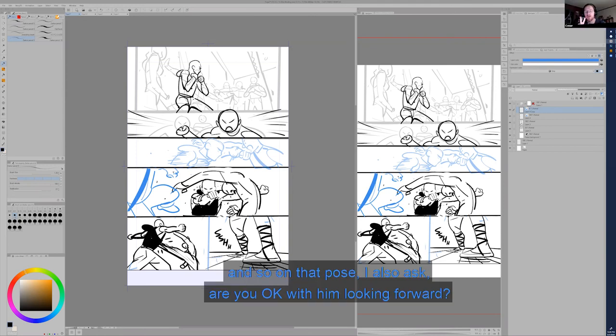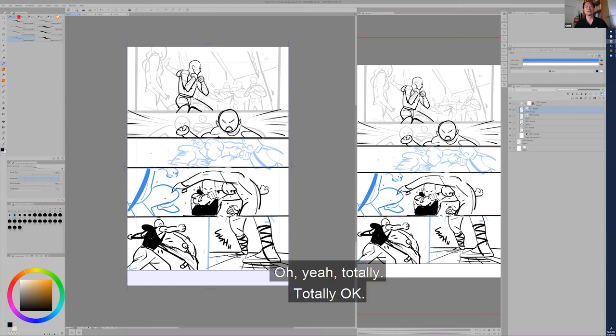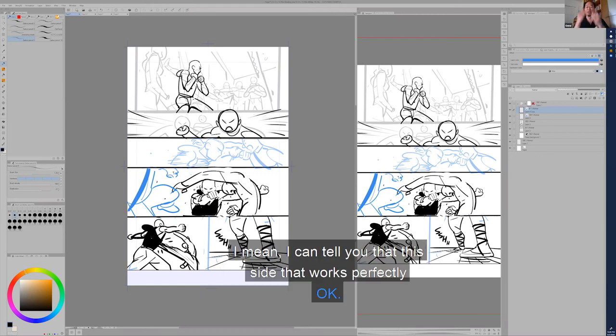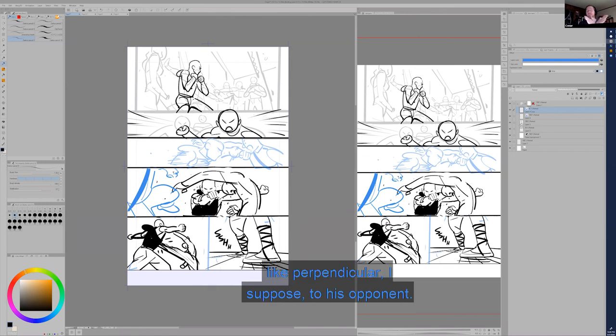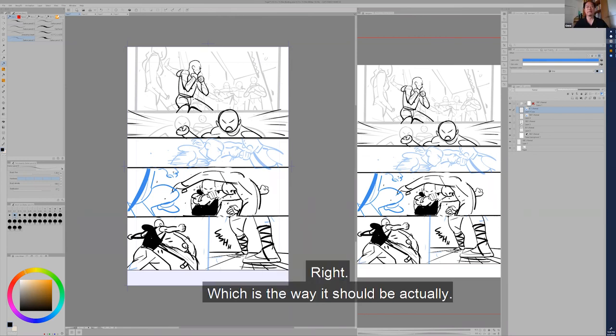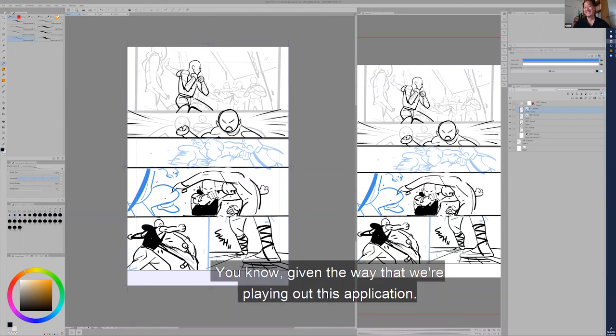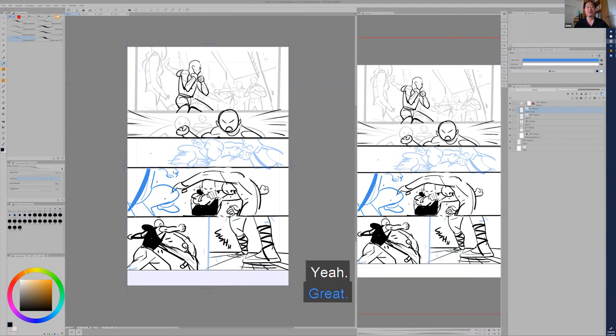And on that pose, I'd also ask, are you okay with him looking forward? Oh yeah, totally. That works perfectly. His body mass is facing perpendicular, I suppose, to his opponent. Right, in this case, which is the way it can be. Given the way that we're playing out this application, it works out fine. Great.